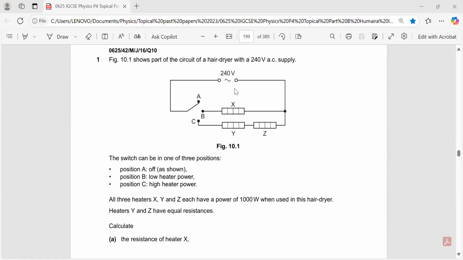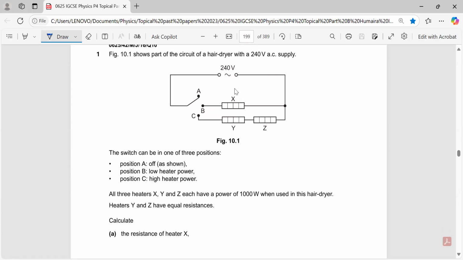This video is on the topic 4.2 and 3, related to our electricity portion. This video is upon the request of my students. So here we are going to start from the question.